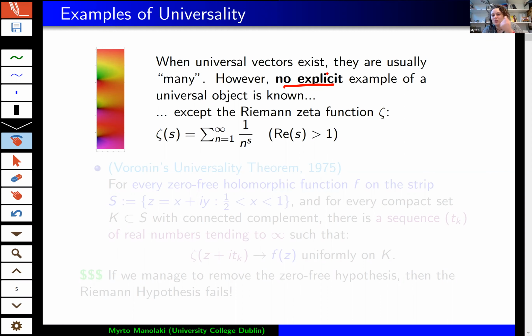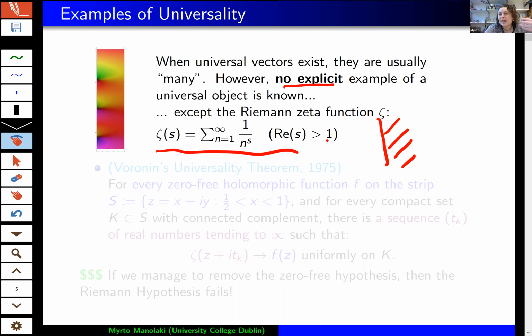There is only one universal object which is known that has a precise formula, and this is the Riemann zeta function. And I find this quite astonishing. So the Riemann zeta function, as you probably know, is defined as a Dirichlet series. So it's the Dirichlet series of 1 over n to the power of s. So it's a function of s, and it is defined on the right half plane. And we can also extend this formula by analytic continuation to a meromorphic function on the whole complex plane.